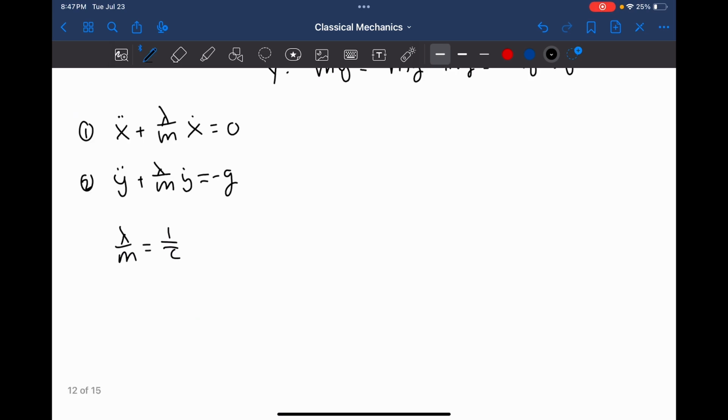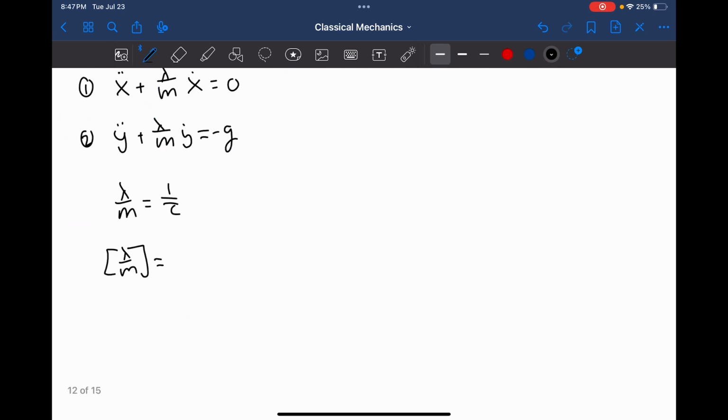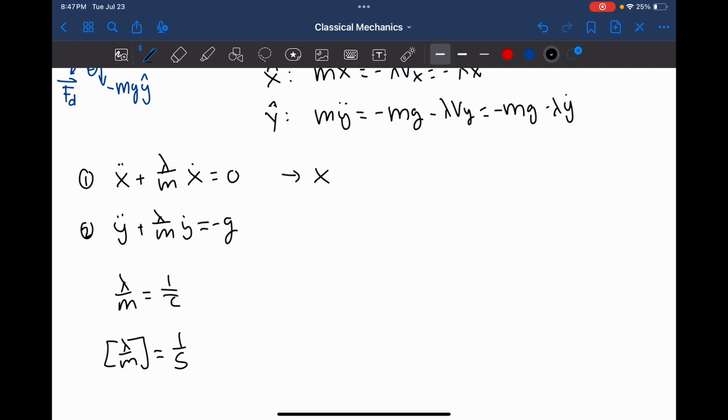Now, why do we do this? Well, the units of lambda over m are the units of lambda divided by the units of m. The units of lambda are kilograms per second, so this comes out to be 1 over seconds. And tau is called the characteristic time, and it's also going to have units of seconds. So the top equation becomes x double dot plus 1 divided by tau x dot is equal to 0, and the second equation becomes y double dot plus 1 divided by tau y dot is equal to minus g.